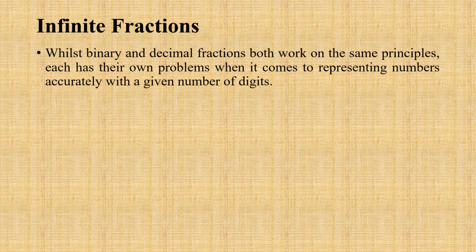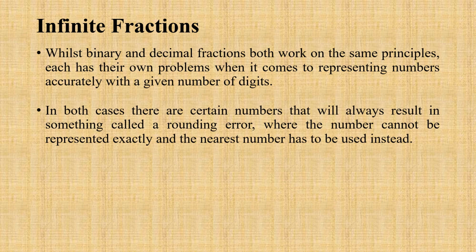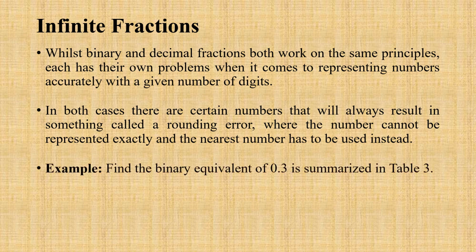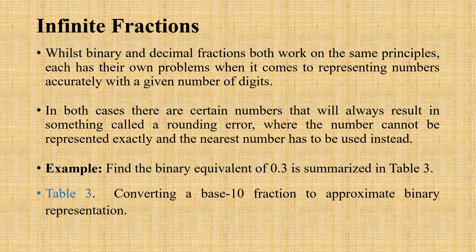Infinite fractions. Whilst binary and decimal fractions both work on the same principles, each has its own problems when it comes to representing numbers accurately with a given number of digits. In both cases there are certain numbers that will always result in something called a rounding error, where the number cannot be represented exactly and the nearest number has to be used instead. Example: finding the binary equivalent of 0.3 is summarized in Table 3. Table 3. Converting a base 10 fraction to approximate binary representation.